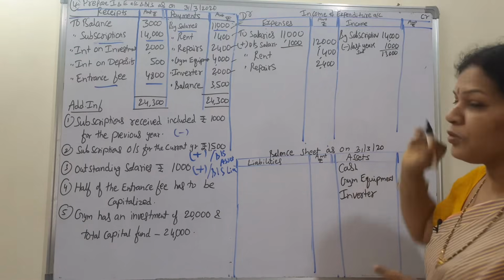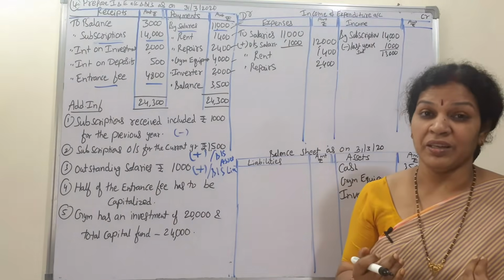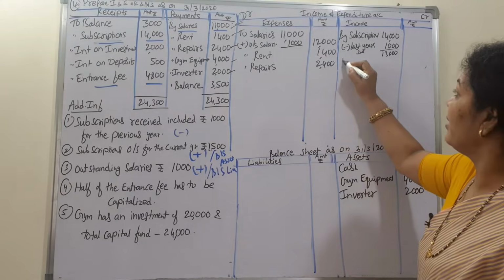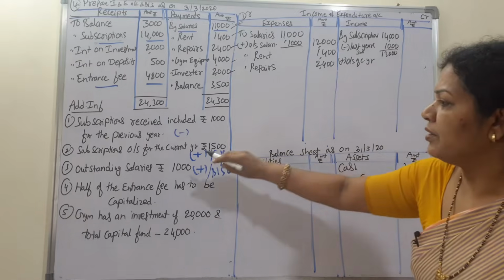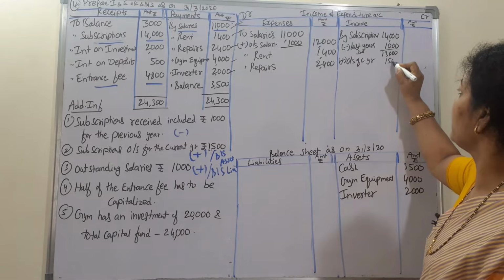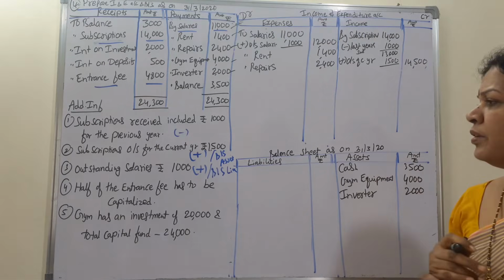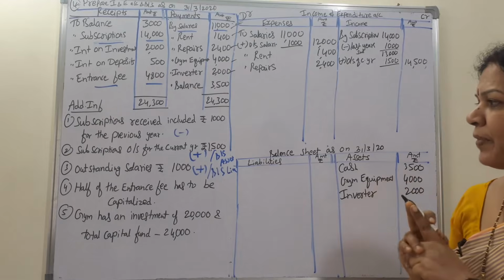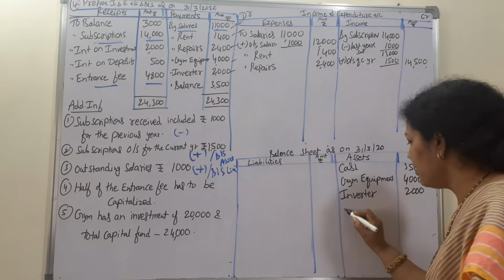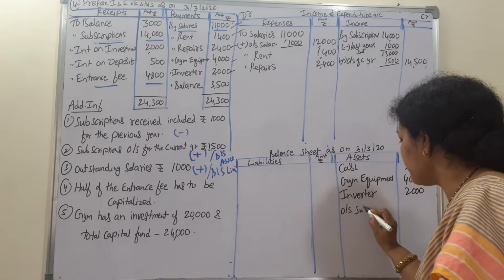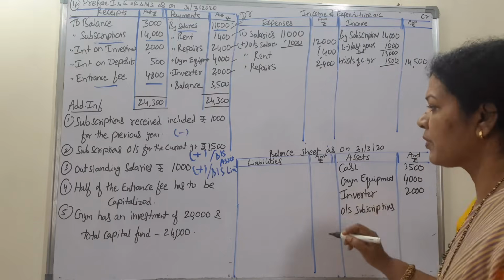One more adjustment is there, so I have written it in the inner column. Subscriptions outstanding for the current year, receivable. Receivable means add the outstanding of the current year, 1,500. It is 14,500. Outstanding receivable also comes on the asset side of the balance sheet. Outstanding subscriptions, $1,500.